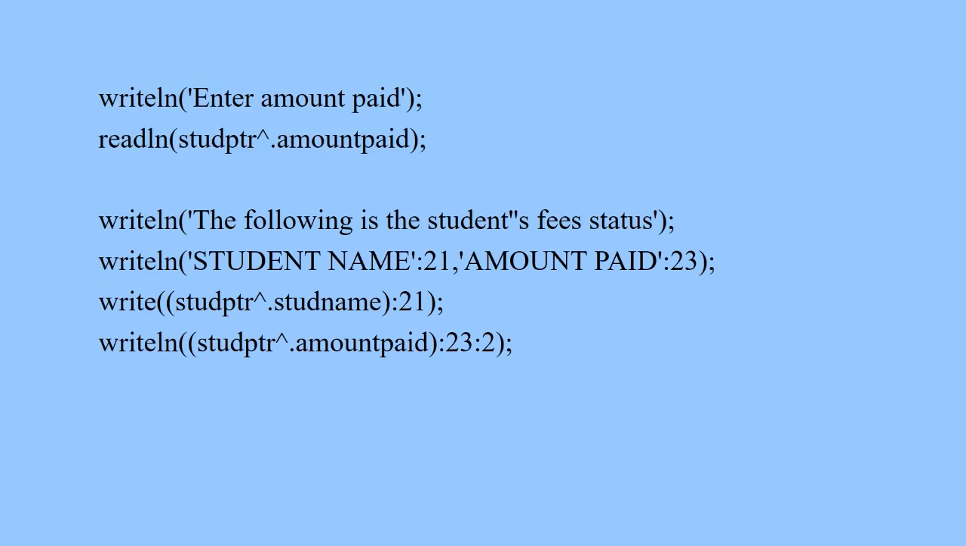Then this other one simply means pick the content of the memory location called amount paid, which is a member of the record being pointed to by the pointer called student pointer, and format that output to 23 spaces with 2 of those spaces being reserved for the fractional part. Then we end our program.